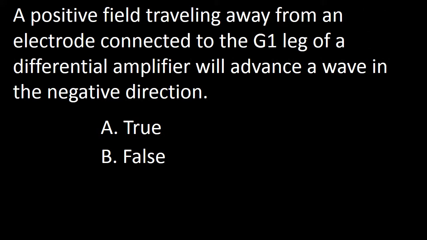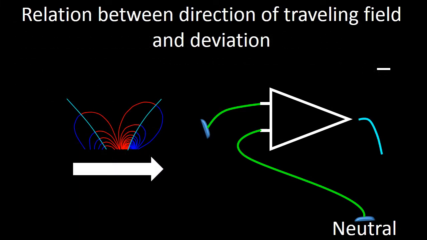Next question. A positive field traveling away from an electrode connected to the G1 leg of a differential amplifier will advance a wave in the negative direction. A, true. B, false. This frame shows a field represented as current lines modeled traveling in the direction of an electrode. The electrode is entering the differential amplifier through the G1 leg of the amplifier. The electrode connected to G2 is coming from a neutral place.